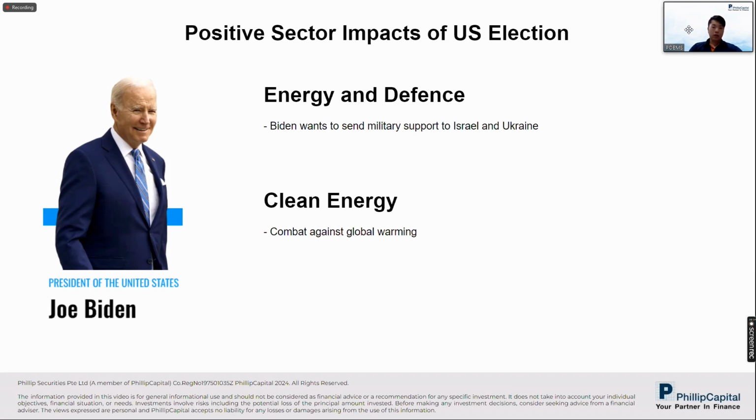The next one would be clean energy. Since Joe Biden was selected to be the president of the US, he has constantly mentioned that he wishes to combat global warming. So he supports clean energy, things like solar panels, windmills, and electric vehicles. He provides a lot of support to these kinds of companies, as he wishes to fight global warming. So you could also see certain companies within this sector that will have a potential upside.